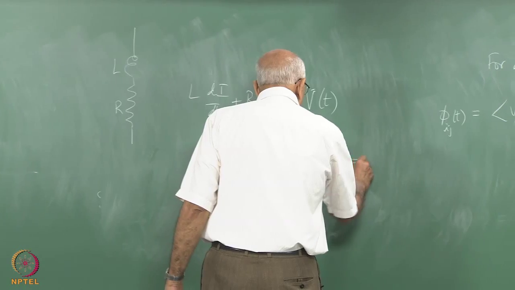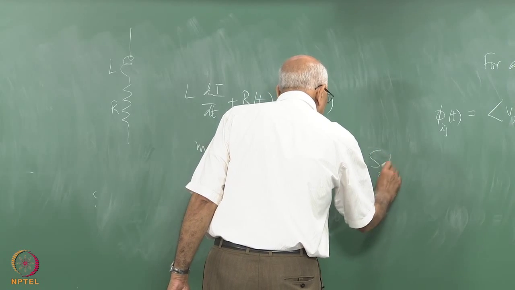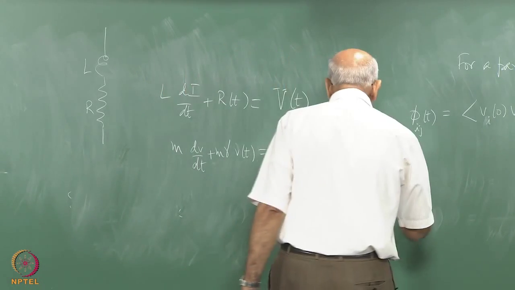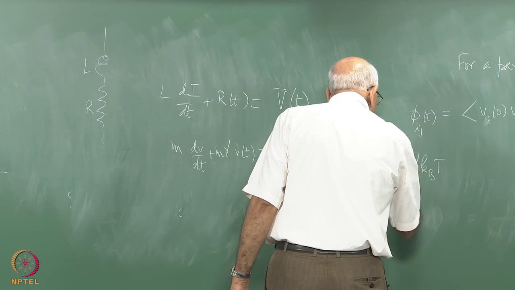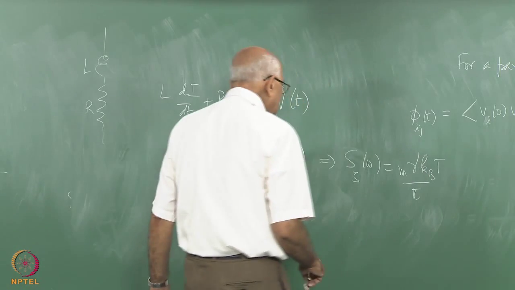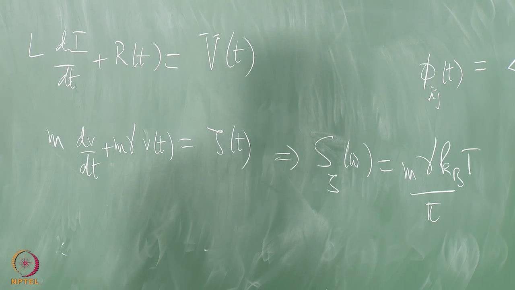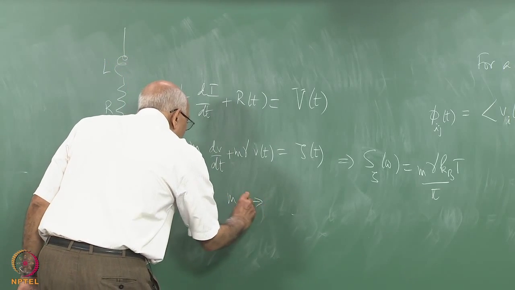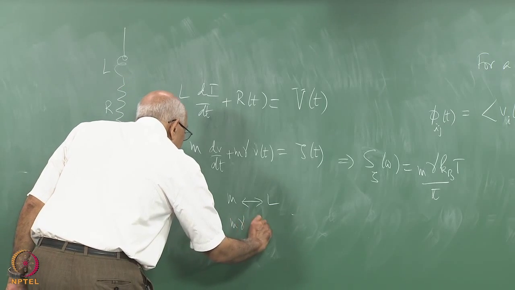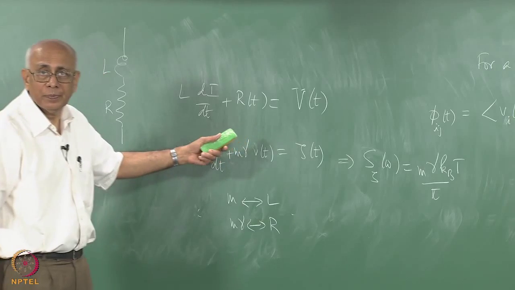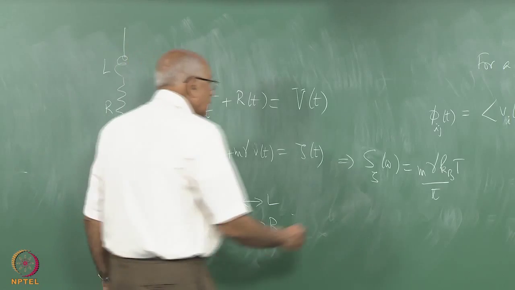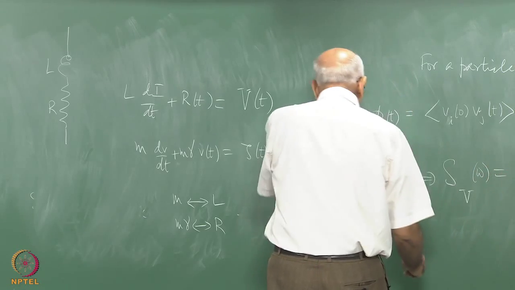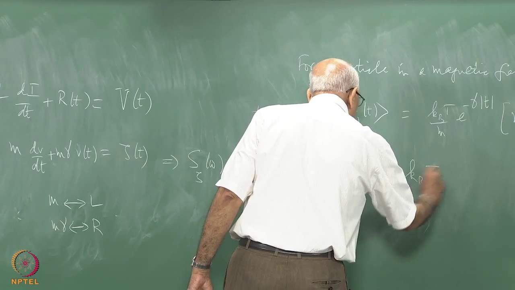And then we found that in this problem, S zeta of omega was equal to, what was it, you have to tell me the factors now, M gamma k Boltzmann T over pi, with the 2 pi, yeah. So the correspondence between these two in this electromechanical analogy is that M is the inductance L, and M gamma is the equivalent of the resistance R. That's the correspondence between the two. So this immediately tells us that S of V of omega is equal to M gamma, which is R, k Boltzmann T over pi.